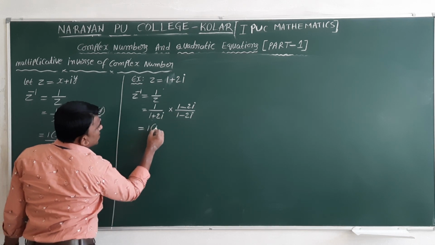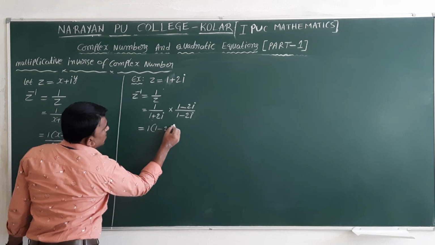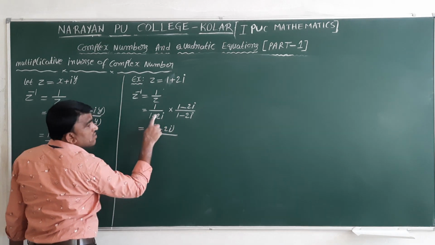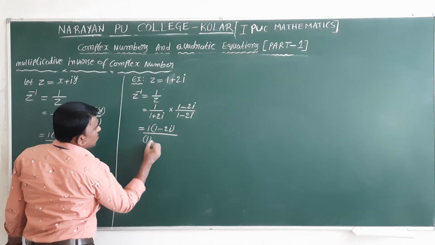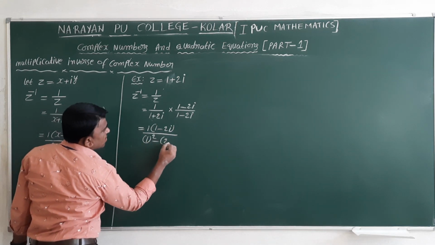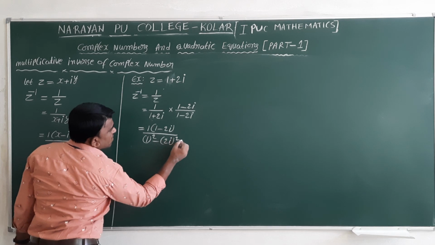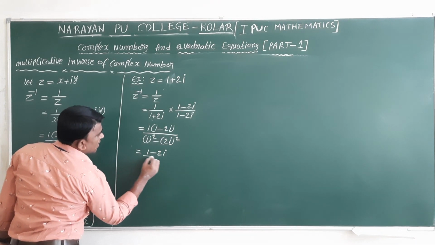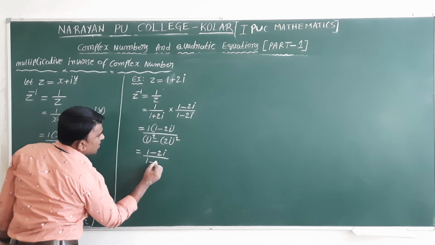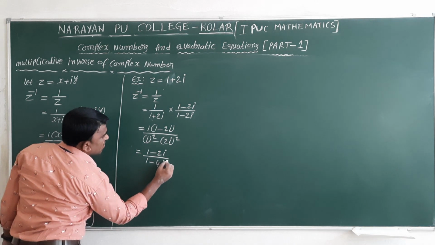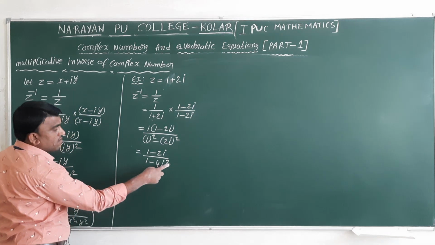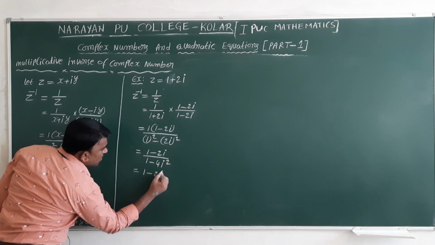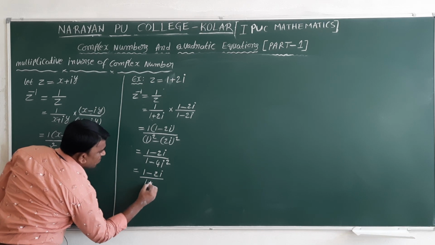So 1 into 1 minus 2i. The denominator is in the form of (a plus b) into (a minus b), the a square minus b square form. So 1 square minus (2i) whole square. 1 minus 2i divided by 1 square minus 4i square. I square value we know is minus 1, so minus of minus is plus. 1 minus 2i divided by 1 plus 4.